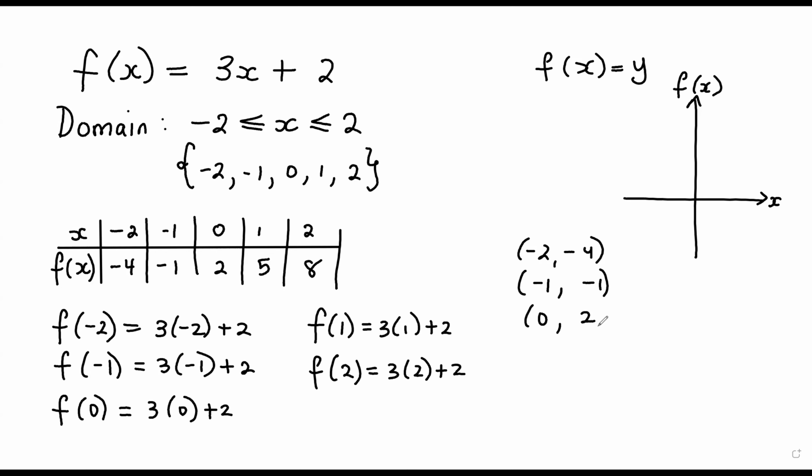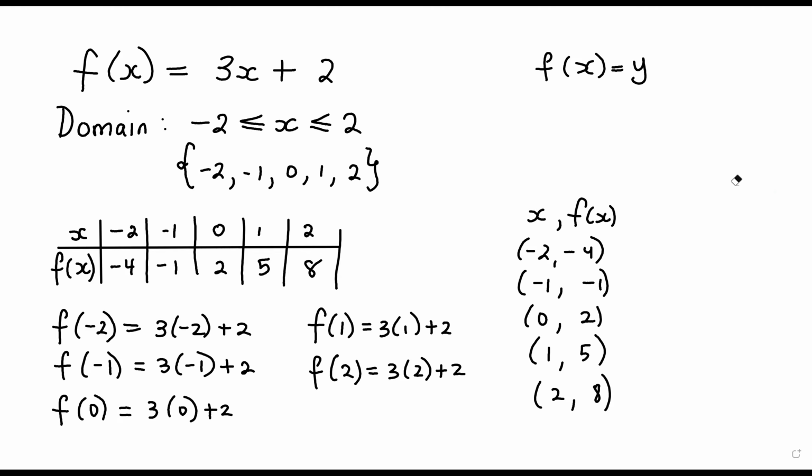0, 2, 1, 5, and 2, 8. So my x values are these, and then my f of x values or my y values are the values that I worked out, right? So as you can see, I have represented it in terms of a table of values. I have represented it in a set of ordered pairs.